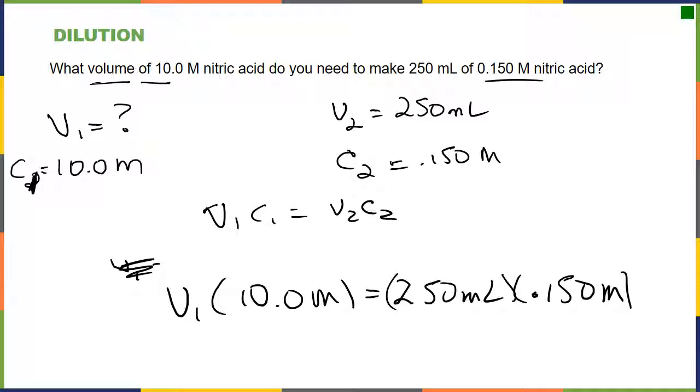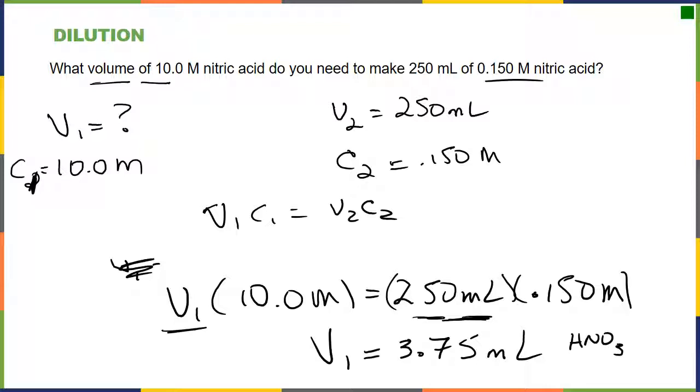Now I know you're going to have the urge to put the concentration here in liters. You do not need to. If you leave this in mils, this one works out in mils. Again, we can use any set of units as long as they're consistent on both sides. We're going to end up in this case with a volume of 3.75 milliliters. And if we take 3.75 milliliters of nitric acid and we add enough water so that the final volume is 250 mils, we will have a 0.150 molar solution.